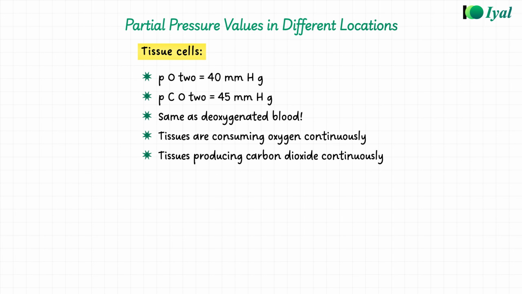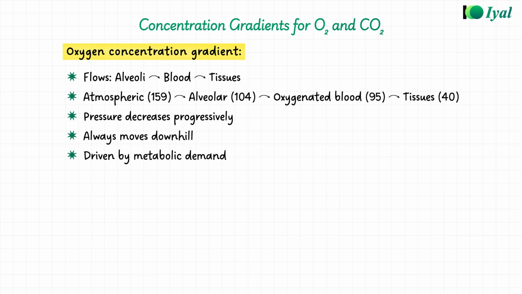Finally, in tissue cells, the partial pressure of oxygen is 40 millimeters of mercury, same as in deoxygenated blood. Why? Because tissues are actively using oxygen. The oxygen is being consumed faster than it arrives, so pressure stays low. The carbon dioxide pressure is 45 millimeters of mercury, higher than in oxygenated blood, which has 95 millimeters of oxygen partial pressure, and 40 millimeters carbon dioxide. So oxygen flows from blood into tissues, carbon dioxide flows from tissues into blood. Beautiful gradient system, no?